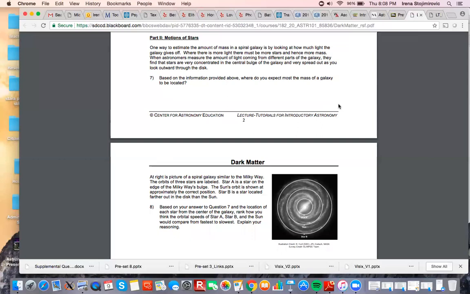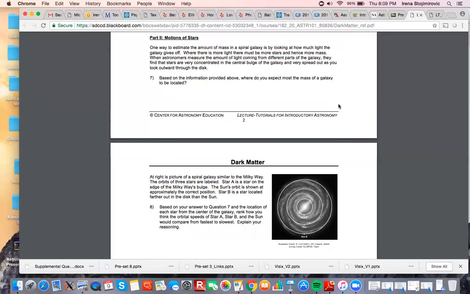When astronomers measure the amount of light coming from the different parts of the galaxy, they find that stars are very concentrated at the central bulge of the galaxy and very spread out as you look outward through the disk.